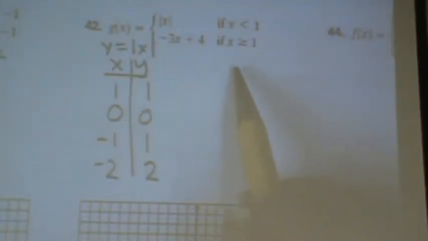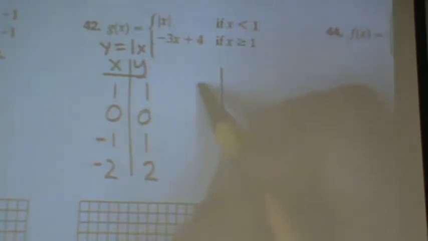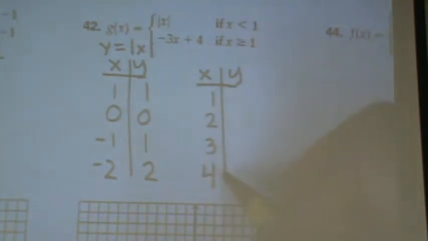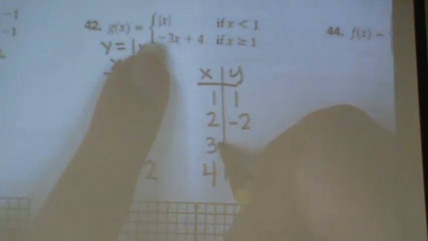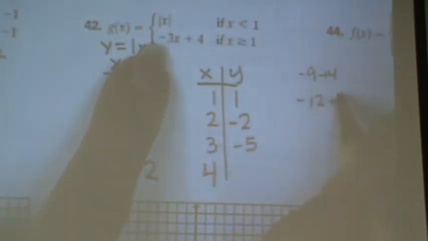Now, for greater than or equal to 1, make your T-chart and put 1, 2, 3, 4. Once you see the pattern, you can draw your arrow. So when you put a 1 here, -3 times 1 is -3 plus 4 is 1. -3 times 2 is -6. -6 plus 4 is -2. -3 times 3 is -9. -9 plus 4 is -5. And 4, -12. -12 plus 4 is -8.